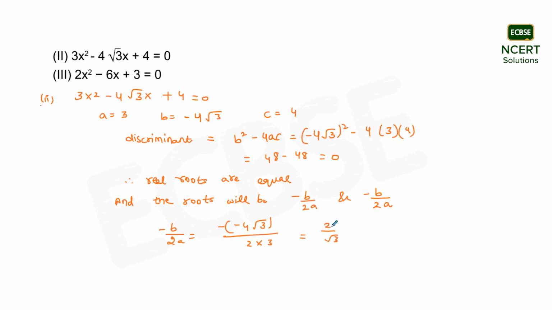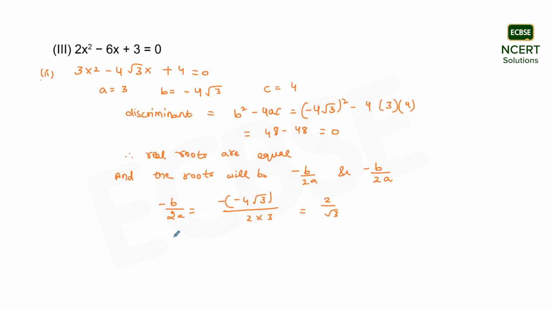So these are the two equal roots of this quadratic equation. So therefore, roots are 2 root 3 and 2 root 3 respectively.